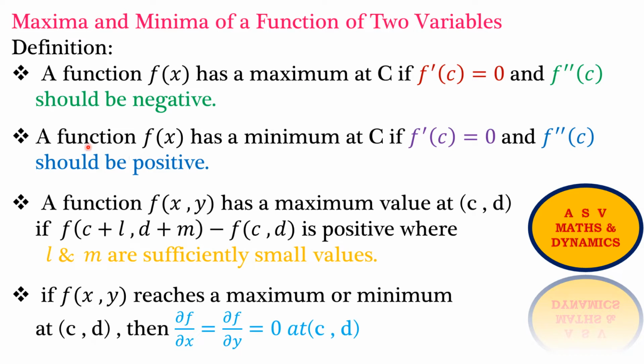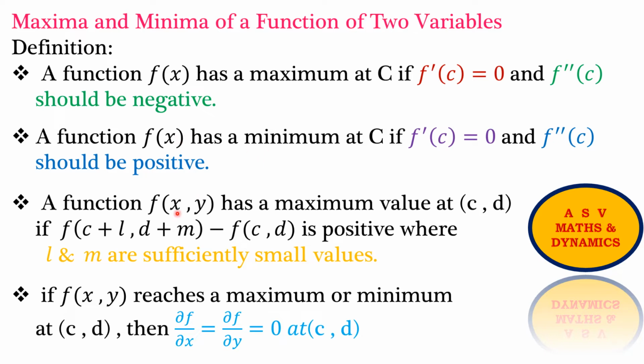At the same time, a function f of x has a minimum when you substitute the single point, f dash of c is equal to 0, and f double dash of c should be positive. If you get it, you can call the single variable function minimum.